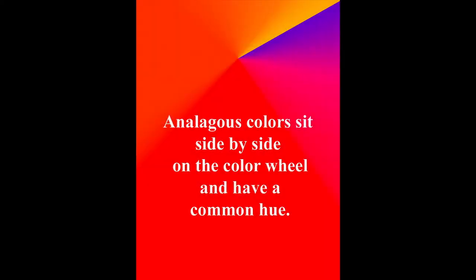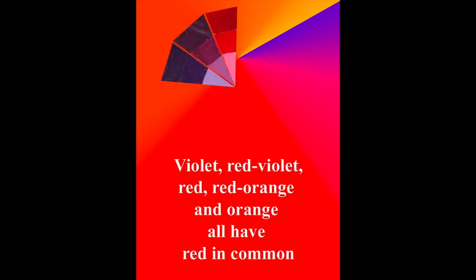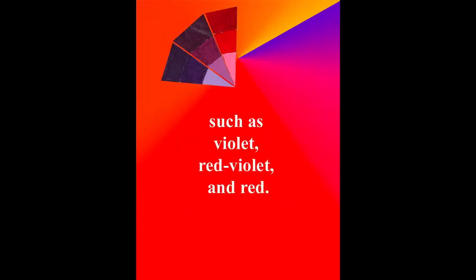Analogous colors are colors that sit side by side on the color wheel and have a common hue. Violet, red, orange, and orange all have red in common. A more narrowly related scheme would be limited to only three hues, such as violet, and red.